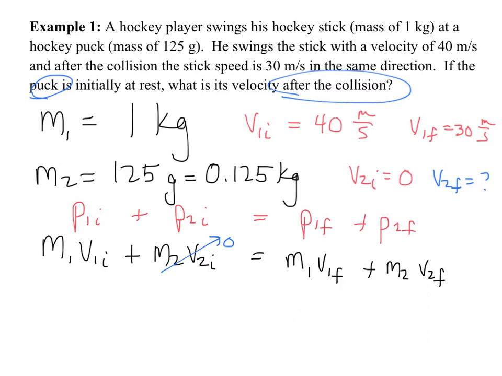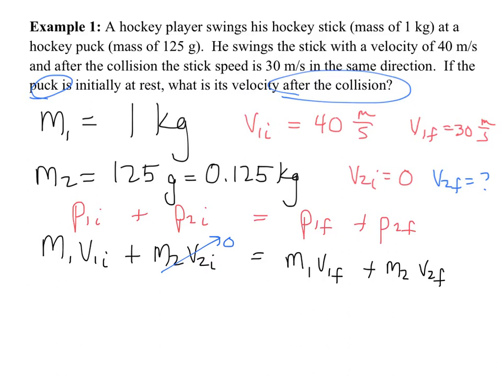What is our goal? What are we trying to figure out? What variable are we trying to solve for? V2F. That's the final velocity of the puck, or the velocity after the collision. Final means after the collision or interaction. Initial means before. Sure, the puck is going to continue sliding after you hit the hockey stick, it's going to move on for a while. But this V2F is the velocity of the puck after the collision, right after.